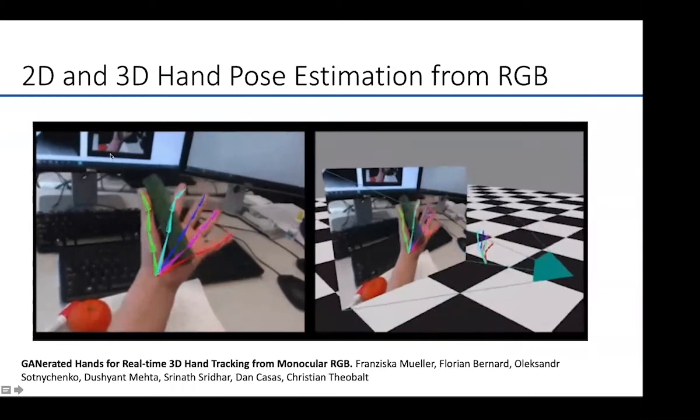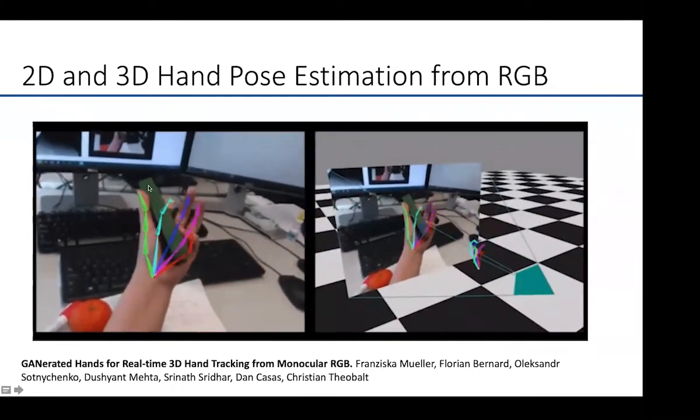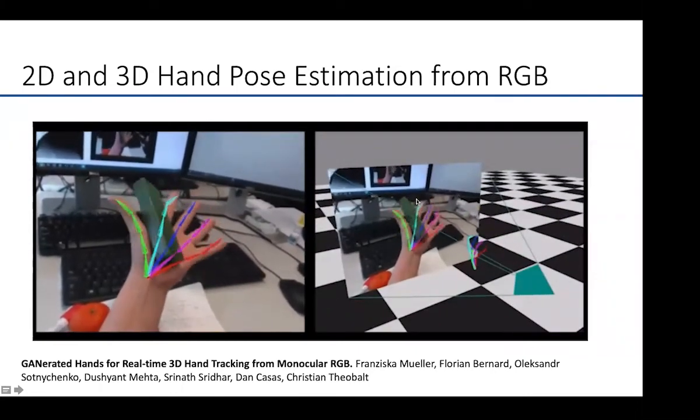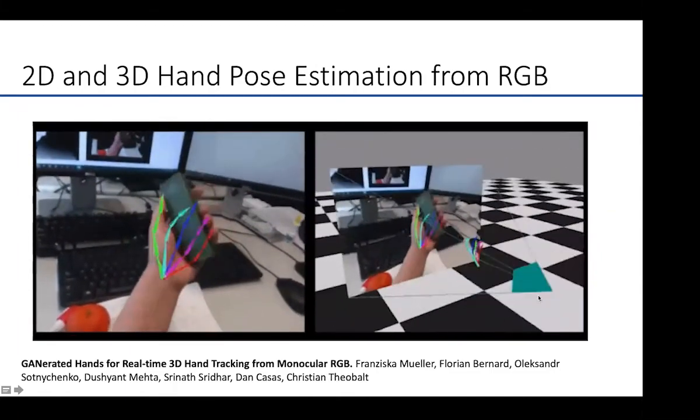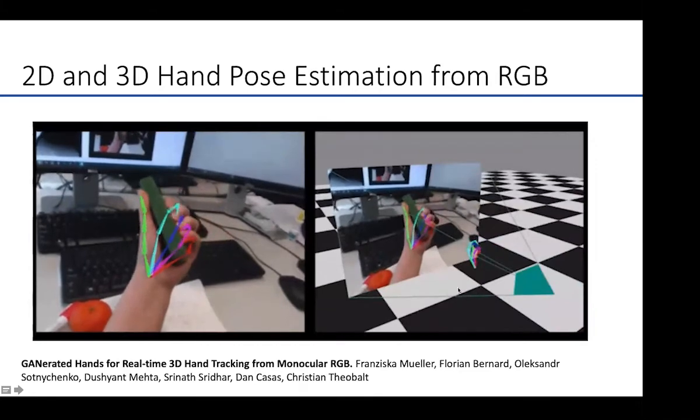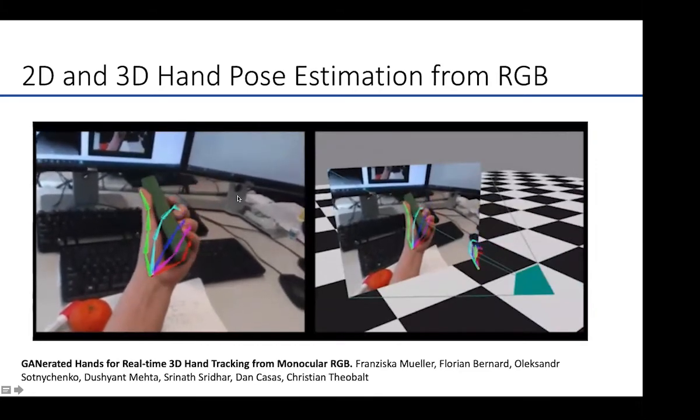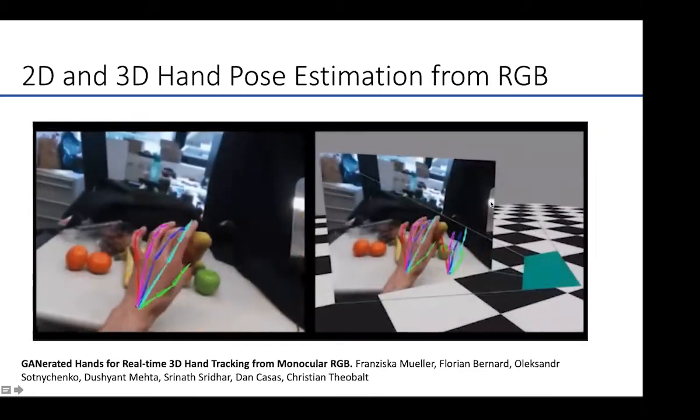Here is 2D hand pose estimation. Here is 3D hand pose estimation. This is the camera coordinate system, like 0, 0, 0, here it is, and the location of the hand in this coordinate system. And as usual, it's only an RGB image.